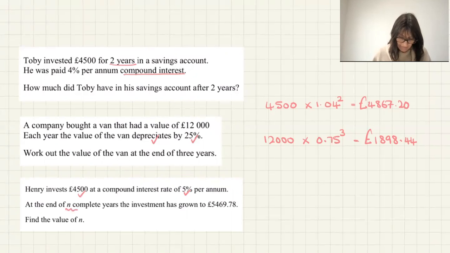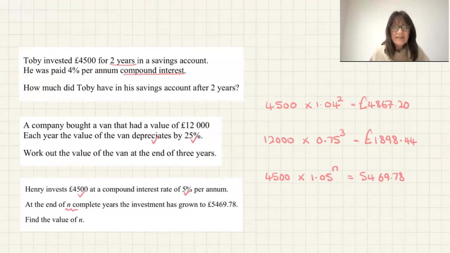But we don't have the number of years. In fact, the number of years is the problem in the question. So what we would be doing here is we would be saying, right, the original is 4,500. I'm going to multiply that. It's 5%, so 1.05. The number of years is n at the moment. That's what they're telling me. I don't know any different. I'm going to set that into the maths that I'm creating. But I know that whatever that n is, this calculation is going to equal 546978.